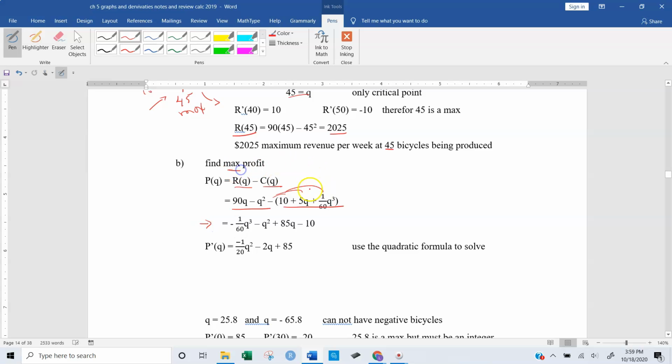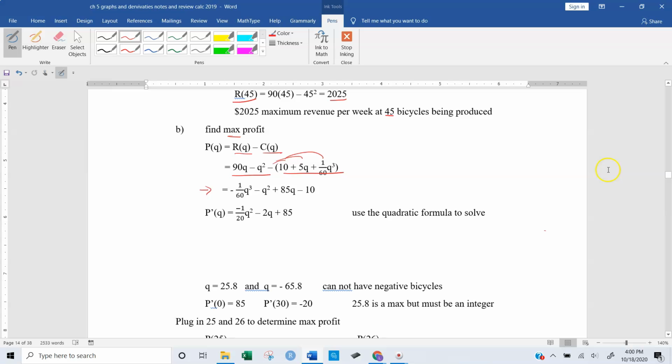Now to find max profit, again, it's a first derivative. So the first derivative of this function is negative 1 over 20 q squared minus 2q plus 85. All right, that is not going to solve pretty. It doesn't factor, it doesn't do anything. So we're just going to use the quadratic formula. You're going to say q is equal to the opposite of b, plus or minus the square root of b squared, minus 4 times a, which is 1 over 120, times c, all over 2a.